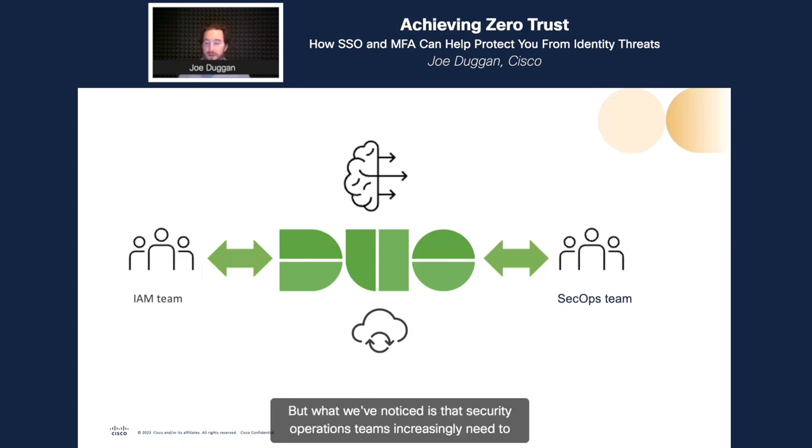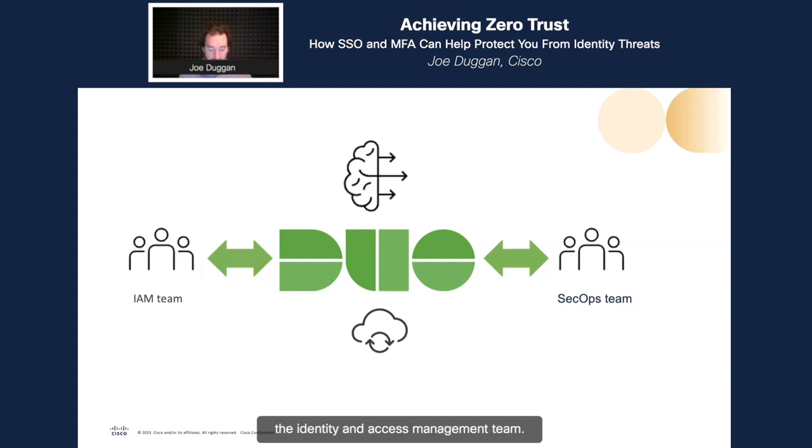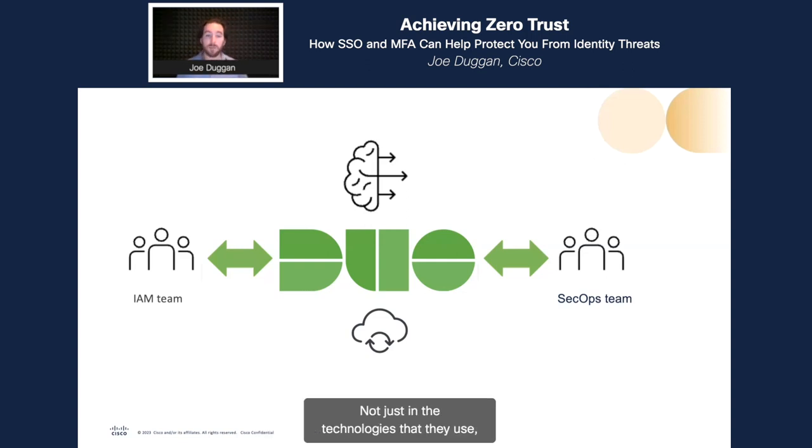But what we notice is that security operations teams increasingly need to understand what's happening in the identity world. We put that poll out a little earlier about cybersecurity threats that people are concerned about. And if I'm looking at my notes here, I haven't done a scientific analysis on this, but I would bucket just about everything that came through there as something to do with identity security. And so this interplay between the security operations team and their ability to constantly monitor, to understand what's happening in the environment and remediate that, has to happen through an interaction with the identity and access management team, not just in the technologies that they use, but also the people who are there.